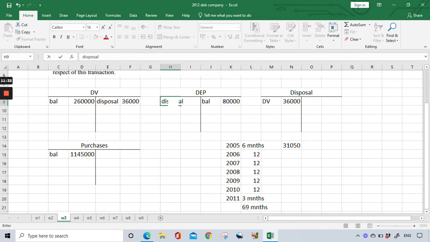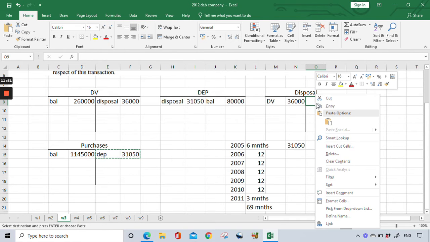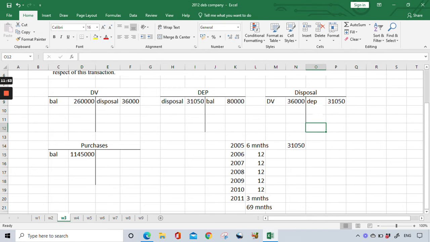So that figure there is going to go here. Disposal 31,050, and down here we'll call it depreciation 31,050. Remember the double entry rules. If you debit here, you credit. Oh, sorry, that's the wrong place. Should have been disposal account. My mistake. The disposal account credit. Okay, so we debit the depreciation, we credit the disposal.